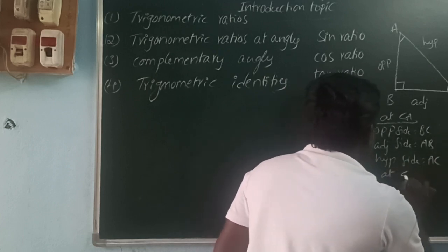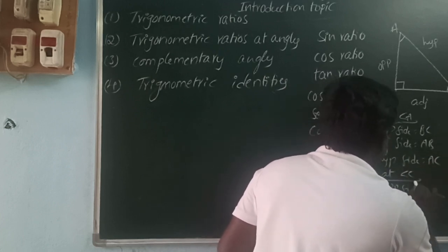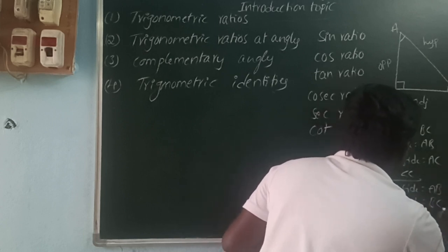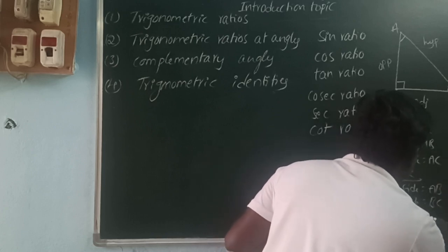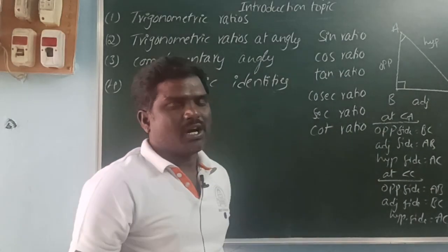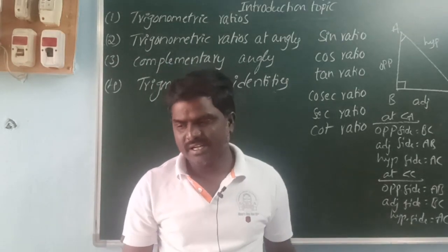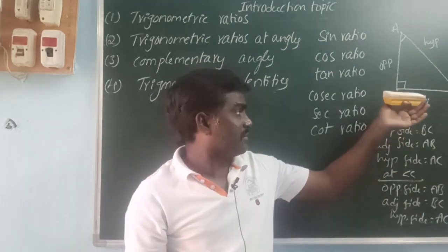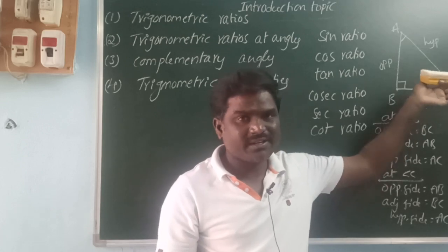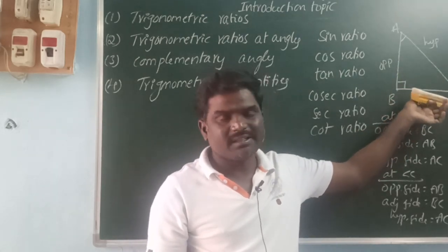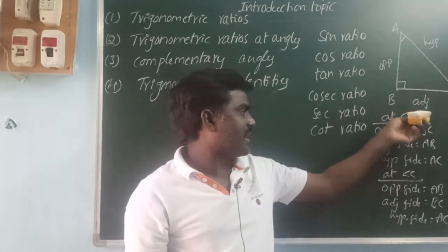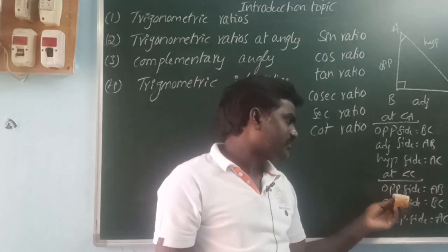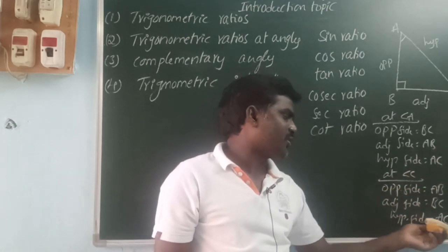Next, at angle C, opposite side is AB, adjacent side is BC, hypotenuse side is AC. So opposite, adjacent, hypotenuse. Opposite means the side which is opposite to a given angle. The remaining side next to the given angle is called the adjacent side. For angle A, opposite side is BC, adjacent side is AB, hypotenuse side is AC. At angle C, opposite AB, adjacent BC, hypotenuse AC.